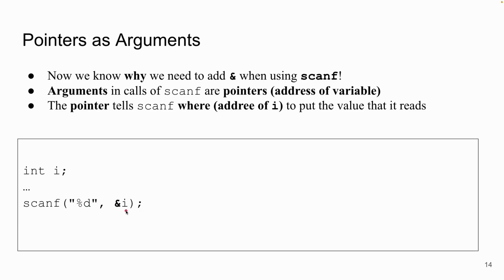So to make a function have the ability to change its argument, we need to pass the address of the argument instead of the argument itself. That is why we need to write the scanf like this, because what scanf requires is the pointer instead of the ordinary variables.